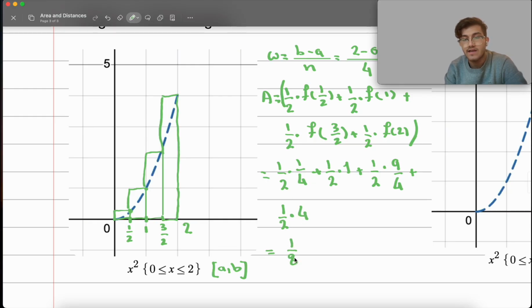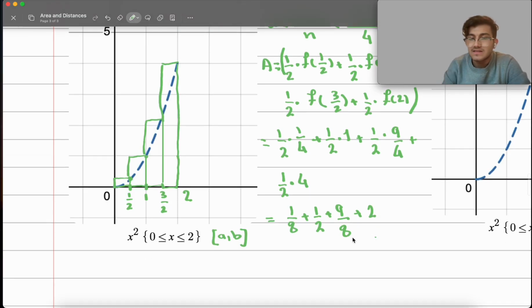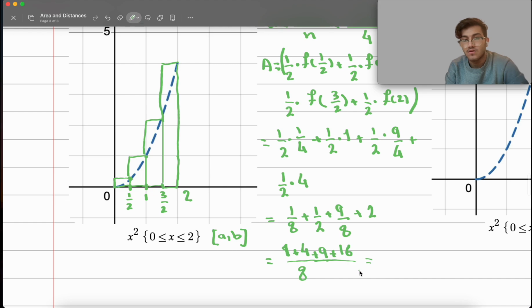This would be 1 over 8 plus 1 over 2 plus 9 over 8 plus 2. So I'm going to take a common denominator, which is 8. This one will stay the same, 1. This will be 4. This will stay 9. And this will be 16. So it's going to be 16 and 4 is 20, 21 plus 9. It's going to get 30 over 8. But I know that this one is overestimated.